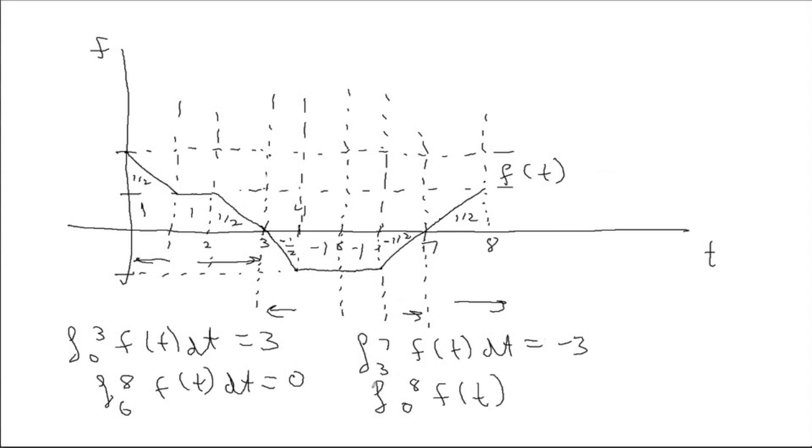And now if we're going to add them all up, it would be 1/2 plus 1 plus 1 plus 1/2. It's 3. So let's keep going. How would we figure out the whole area? 1/2 plus 1 plus 1 plus 1/2, minus 1/2, minus 1, minus 1, minus 1/2, plus 1/2.